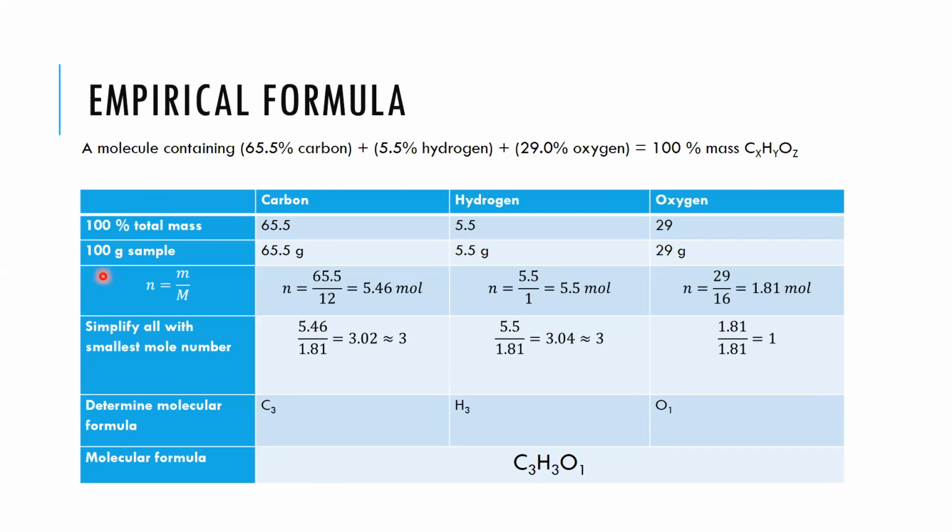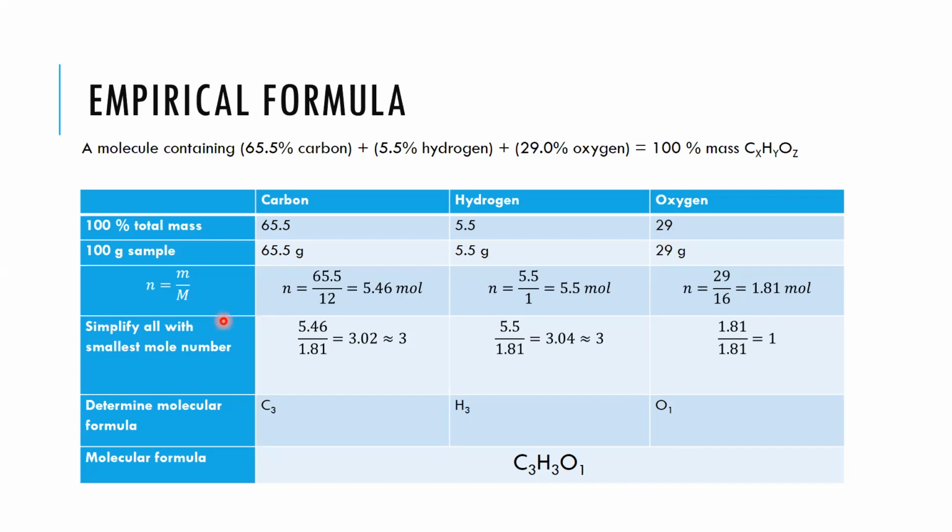And then in this 100 gram sample, composed only of this compound, how many grams will be carbon? In the 100% mass, we have 65.5% carbon. So in 100 grams, we will have 65.5 grams. In the 100 gram sample, we have 5.5 grams of hydrogen. In 100 grams, we will have 29 grams of oxygen.